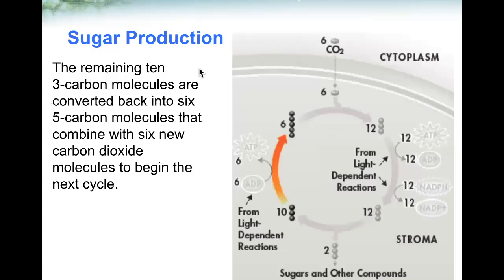The remaining 10 3-carbon molecules are converted back into 6 5-carbon molecules that combine with 6 new carbon dioxide molecules to begin the next cycle. And when they recombine, they use the ADP and convert it back to ATP.